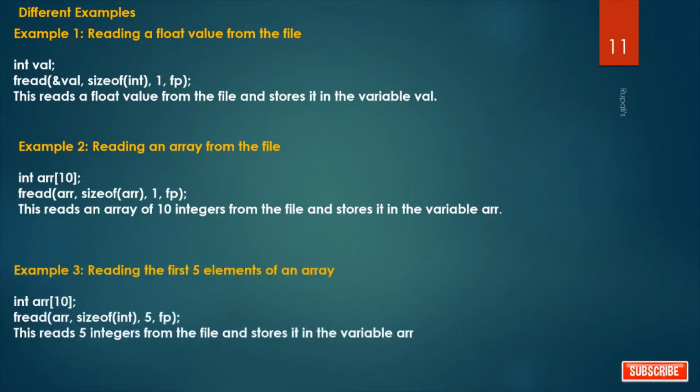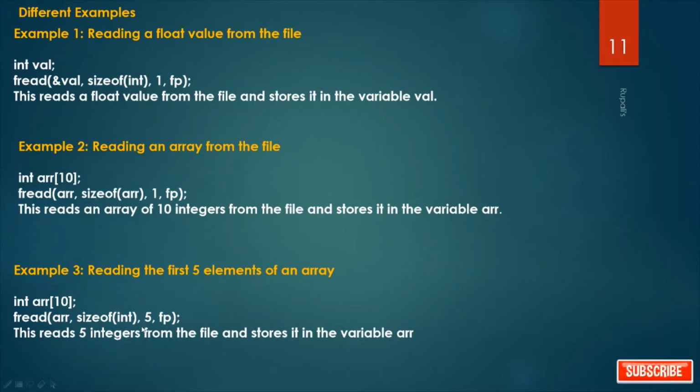Now example number 3, reading the first 5 elements of an array. This array contains 10 elements. The size of this array is 10, but we want to read only the first 5 elements. So you have to write fread, then the base address of the array. But in place of sizeof(ARR) as in the previous case, here you have to write sizeof(int).